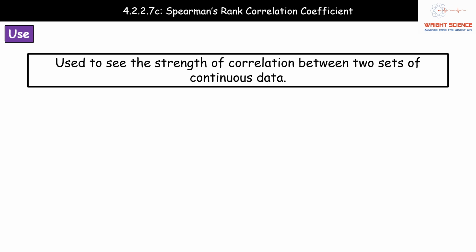When it comes to Spearman's rank correlation coefficient, what we are doing is using a statistical test to see the strength of correlation between two sets of continuous data. So if we're trying to identify how closely correlated two data sets are, Spearman's rank is what we would use.